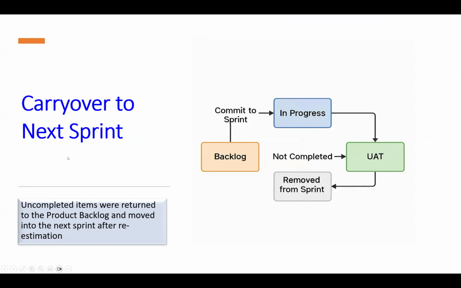And then what I did with these user stories that were not completed, because they didn't get to UAT, I removed them from sprint 1, returned them to the product backlog for re-estimation, and then committed them into sprint 2.